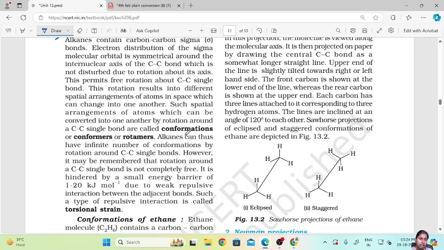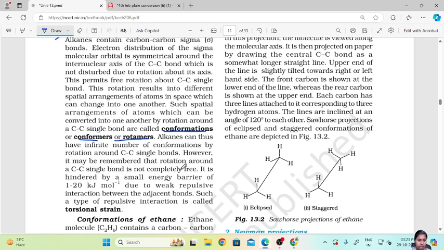Okay, any spatial arrangement of atoms which can be converted into one another by rotation around that C-C single bond is called conformations, or conformers, or rotamers. Rotamers, because you are just rotating it. Now alkanes can thus have an infinite number of conformations by rotation around a C-C single bond. So whenever you have a C-C single bond, you can rotate it at any angle, and you can have infinite conformations by rotation. However, it may be remembered that rotation around a C-C single bond is not completely free.